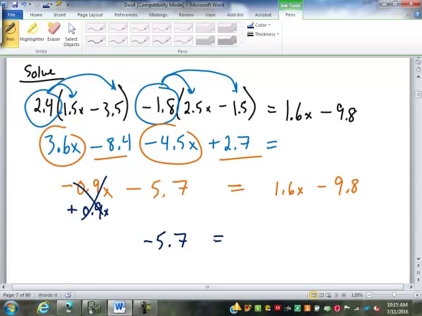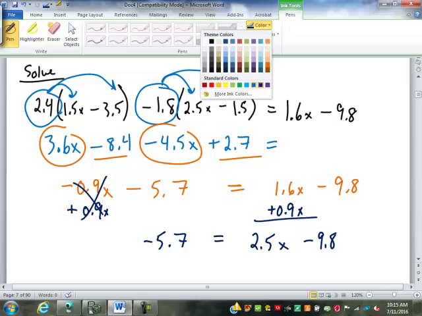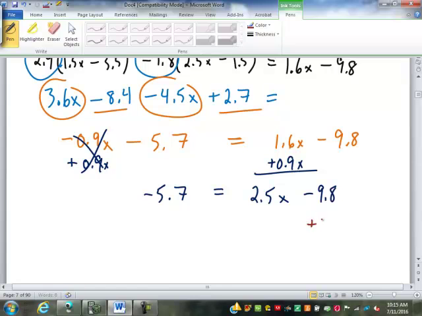So all that's left over here is the negative 5.7. I have to add 0.9x on this side, which gives me 2.5x, yep, and negative 9.8. Then what? We're going to add 9.8. So we have just 2.5x on the right side. On the left side, negative 5.7 plus 9.8 is 4.1.